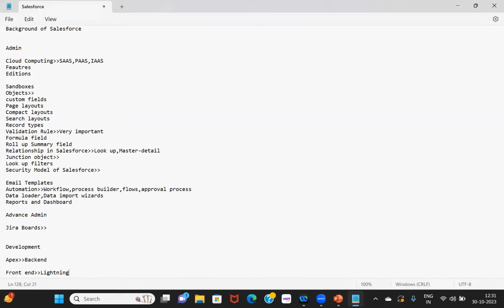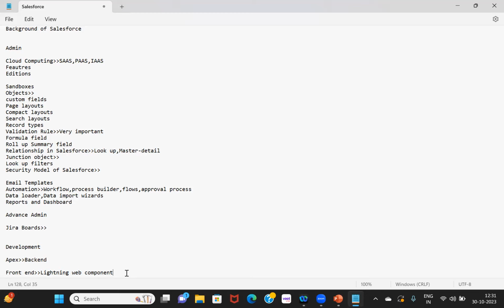Lightning Web Component, LWC. Those who want a job, and I think most of you want a job, need to cover this topic in detail. You need to learn this Lightning Web Component. You should have command over it. If you have command of this topic, your path to getting a job becomes quite easier. That is the most important topic.